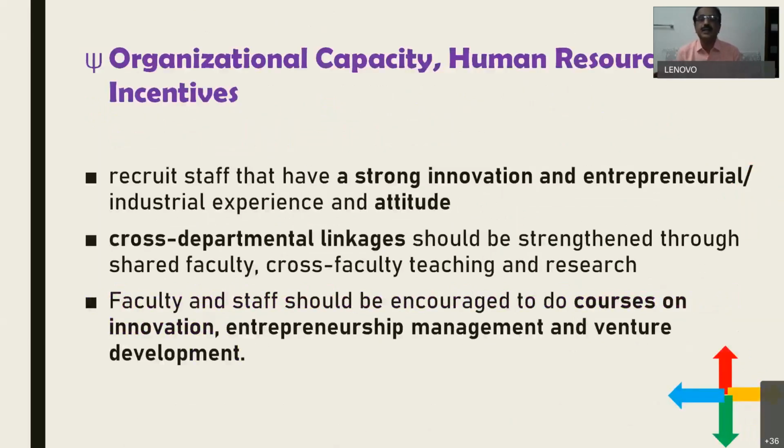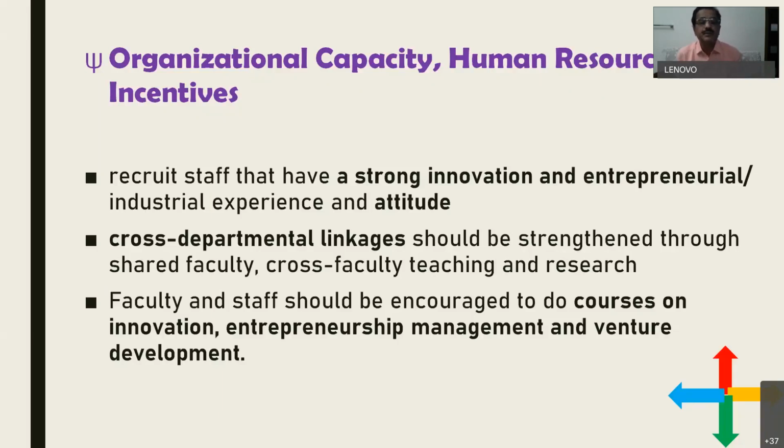Then organizational capacity, human resource and incentives. The policy clearly defines that you should recruit staff that have strong innovation and entrepreneurial industrial experience and attitude. This is one caution to all the faculty or future faculty: from now onwards, all other academic credentials being the same, those people with industrial background or innovation and entrepreneurial background or entrepreneurial attitude would be given preference for all the educational institutions' faculty. This is one thing that every faculty should remember from now onwards and keep developing their attitude towards that.